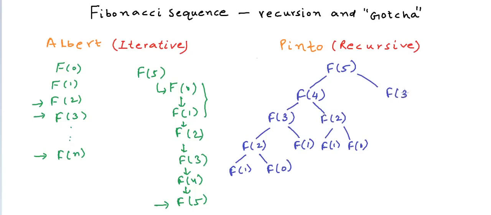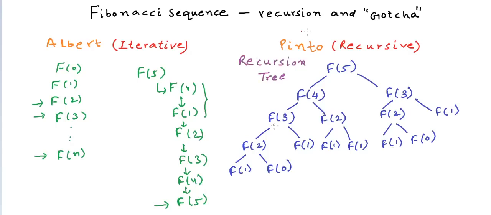Now this particular structure that we have drawn here is called a recursion tree. We can see here that the value f2 is actually being calculated thrice, and similarly f3 is being calculated twice, which is an unnecessary overhead or unnecessary redundancy. So in the iterative program, we are calculating each value of fi exactly once, while in the recursive implementation we are calculating it multiple times.